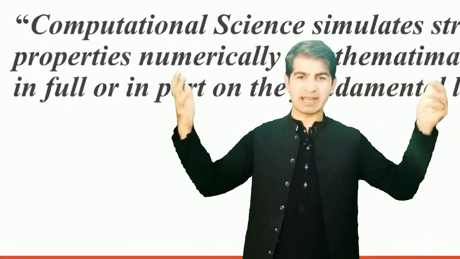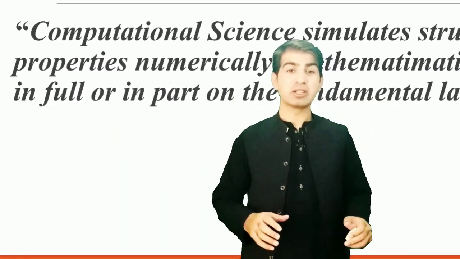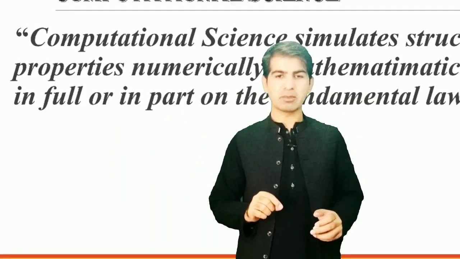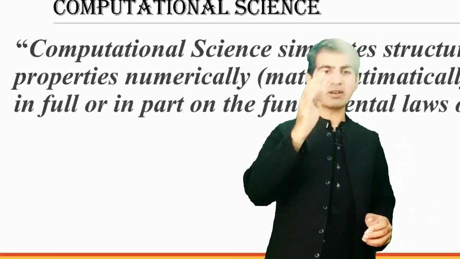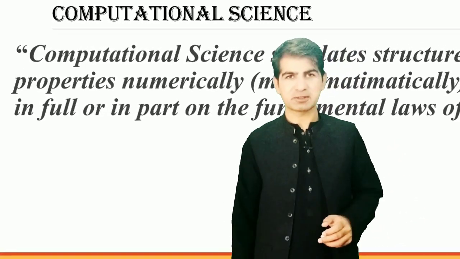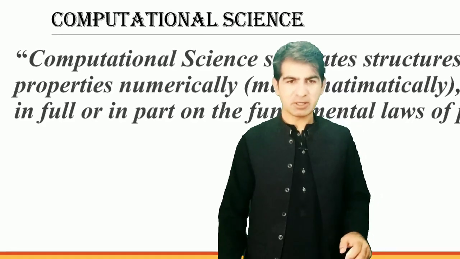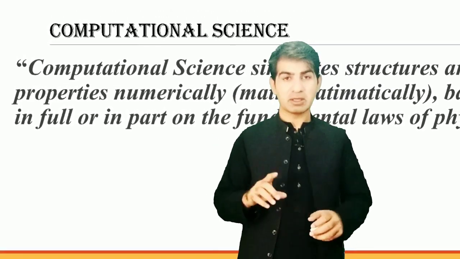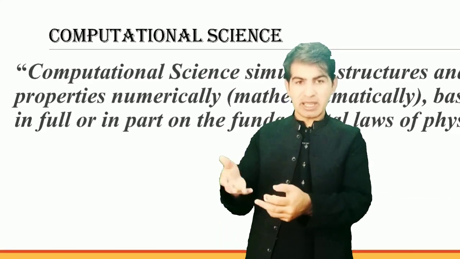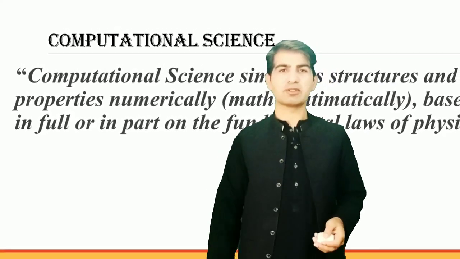Computational science simulates structures and properties numerically, we call it mathematically, based in full or in part on the fundamental laws of physics. Got it? It means that computational science tells you about the structure and their properties in a mathematical way, and it uses the fundamental laws of physics.